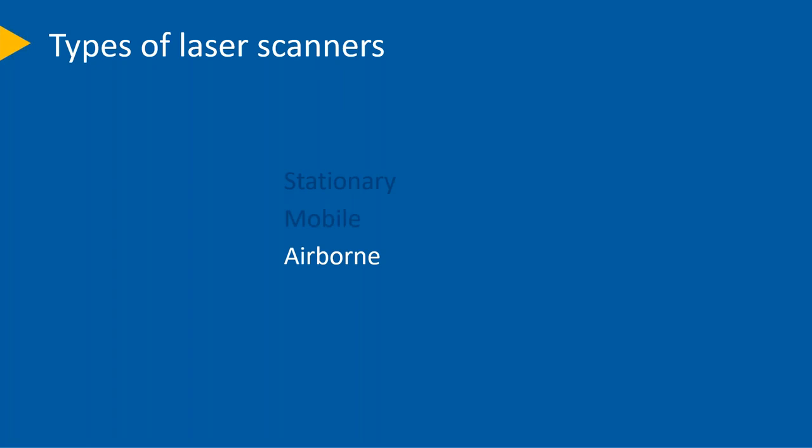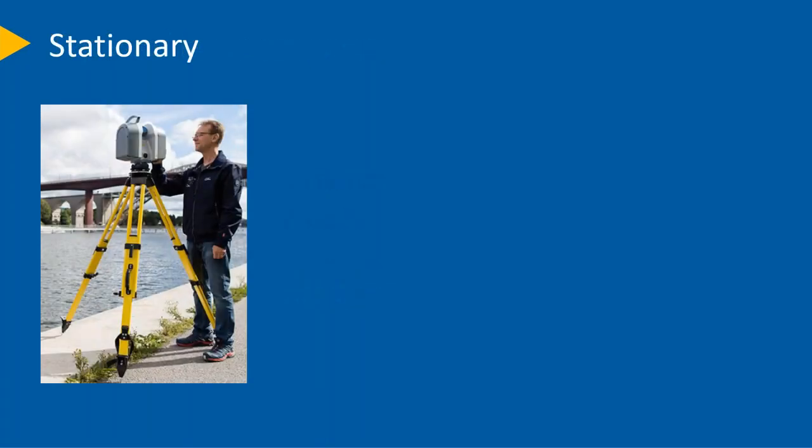Then you also have airborne laser scanning. This is very similar to mobile, except you're mounting the laser scanner to some sort of airborne vehicle, such as a plane or maybe even a drone. And then we have an area called handheld laser scanners. These are interesting in that, just like the name implies, you can hold them in your hand and use them much the same way you can imagine spray painting something. Now looking at the stationary laser scanners, this is an example of the Trimble TX8 sitting on a tripod.